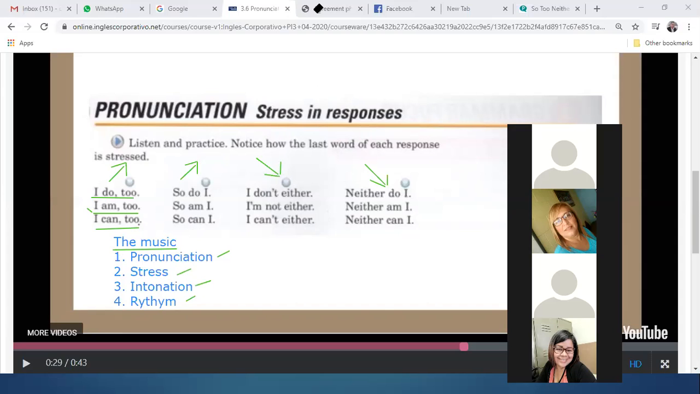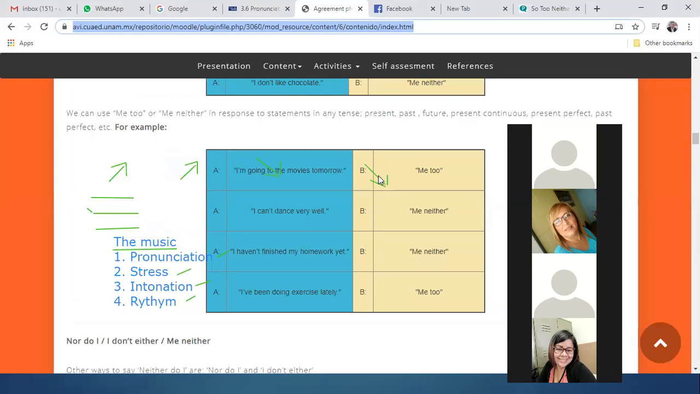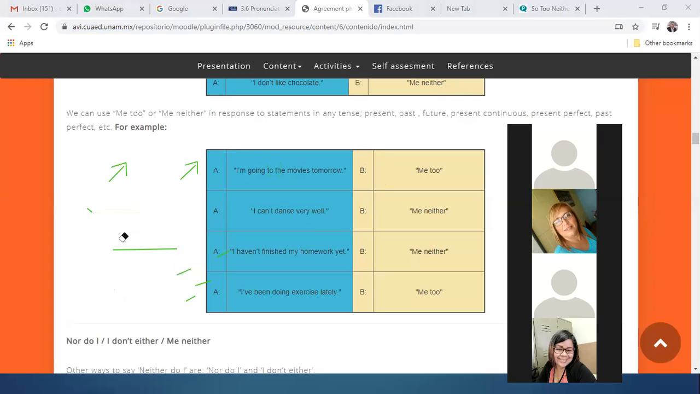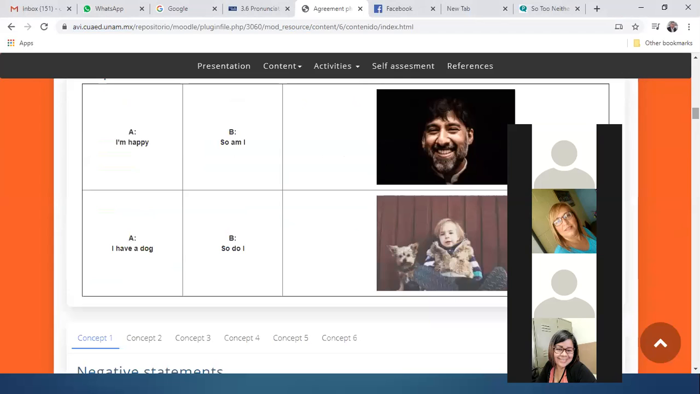So, no. El ejercicio que les mandé, en la presentación en línea que les mandé, por ejemplo, esta, we don't practice with the intonation. Usen el music, intonation, the stress, okay? For example, vimos el ejemplo, el primero. I'm happy, so am I. Lo vas a decir con intonation, para arriba. Happy. I have a dog. So do I. Okay. Very good.